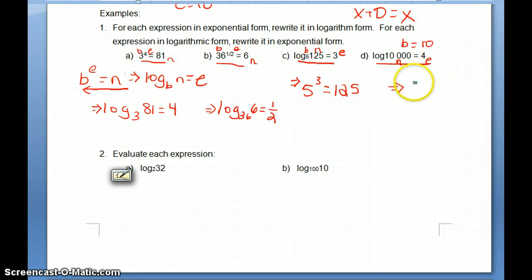So rewriting that, we have our base of 10. The exponent is 4. That is equal to the number, which is 10,000. Okay?